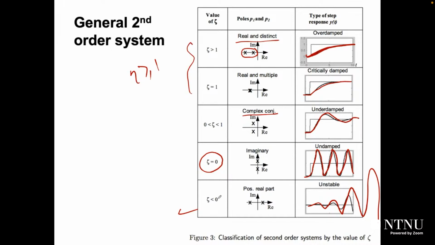When zeta is less than 0, it means we have a negative damping ratio. So in this case, the poles will be real and have both positive and negative real parts. We will have these positive and negative real parts, and in this case my system will be unstable.